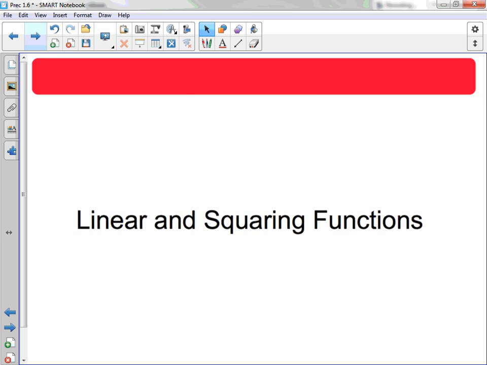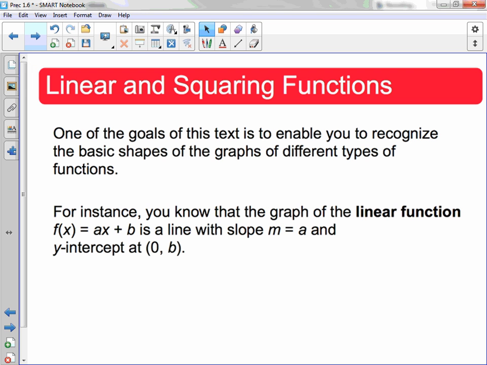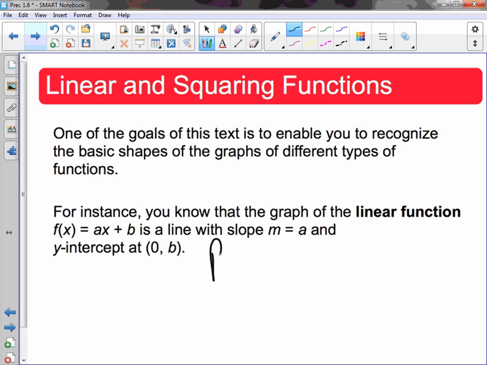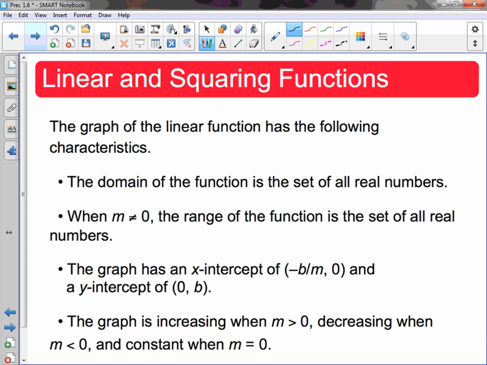Now the first one is the linear and squaring function. One of the goals of this text is to be able to recognize basic shapes of graphs, for instance, a linear function, ax plus b, where a is the slope. So it's the same as saying f of x equals mx plus b. It's just the same thing. B is still b, but a is our slope, and b is our y-intercept. So it's the same thing as a normal linear function.